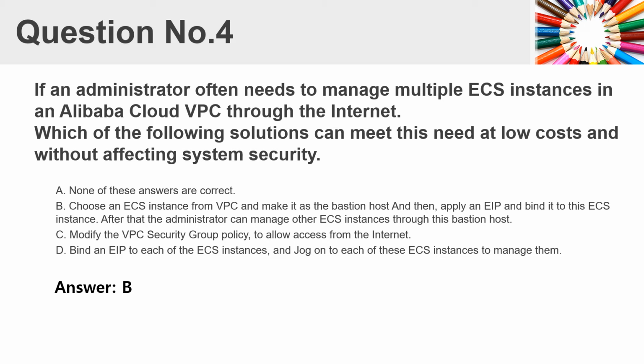Question number 4. If an administrator often needs to manage multiple ECS instances in an Alibaba Cloud VPC through the Internet, which of the following solutions can meet this need at low costs and without affecting system security? A. None of these answers are correct. B. Choose an ECS instance from the VPC and make it the bastion host, then apply for an EIP and bind it to this ECS instance. After that, the administrator can manage other ECS instances through this bastion host. C. Modify the VPC security group policy to allow access from the Internet. D. Bind an EIP to each of the ECS instances, and log onto each of these ECS instances to manage them. Answer: A.